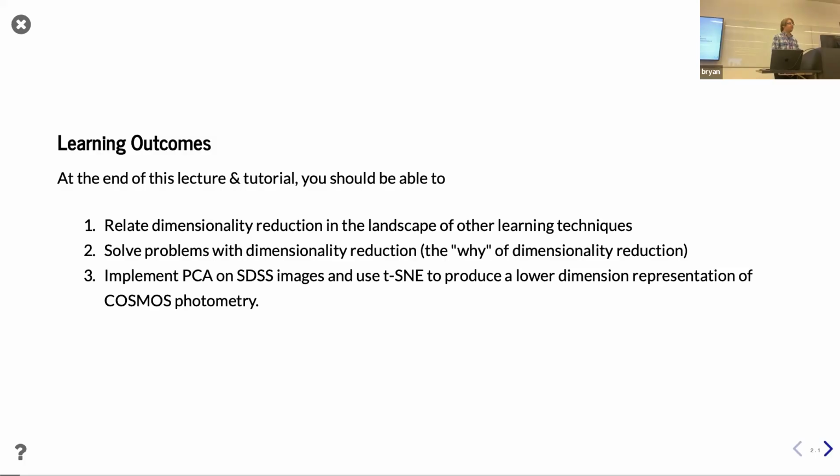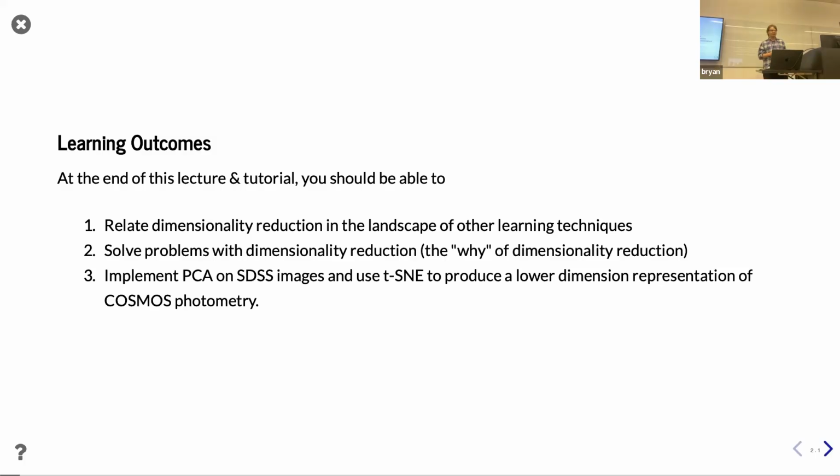So the learning outcomes for this talk are to relate dimensionality reduction in the landscape of other learning techniques. So we've seen a little bit about what the formal structure of a learning problem looks like, and I'm going to try and place what unsupervised learning looks like and how dimensionality reduction has some aspects of an unsupervised problem and also some aspects of a supervised problem. By the end of the talk, you should be able to solve problems with dimensionality reduction, and in particular, you should be able to articulate why you would want to engage in dimensionality reduction on your data.